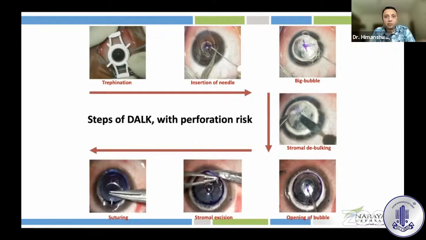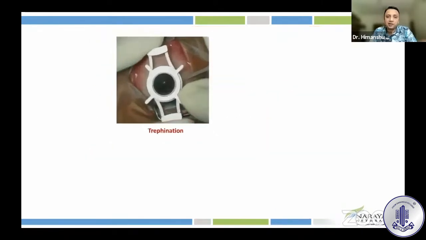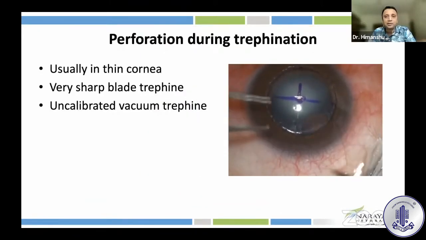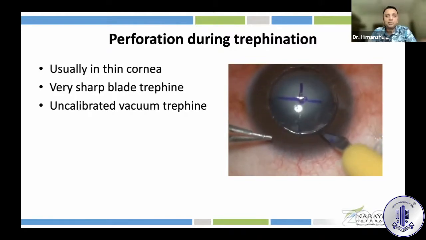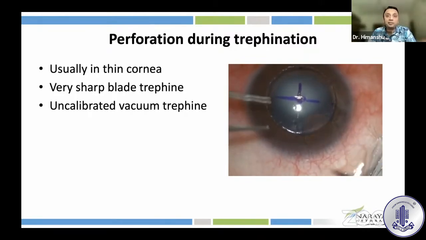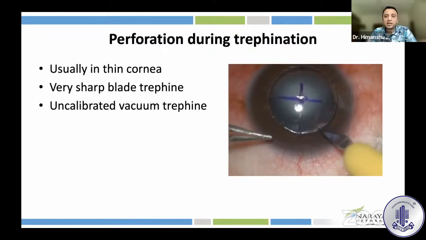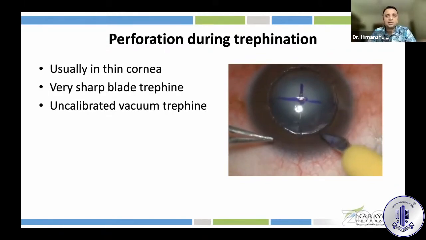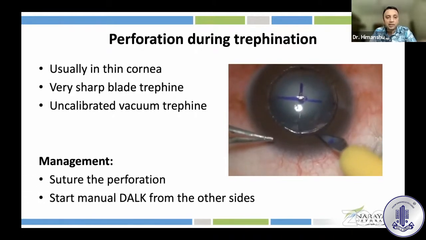Coming to the proper intra-operative part, the first thing is the trephination part. Let's start with the trephination. Now, trephination, sometimes when we do a very thin cornea, and when you're trying to manually deepen a little bit before inserting the needle, you can end up perforating. Such a small perforation can be easily sutured, and you can again start the manual dissection from the opposite side. It can also happen with an uncalibrated vacuum trephine, which happened in my hand.